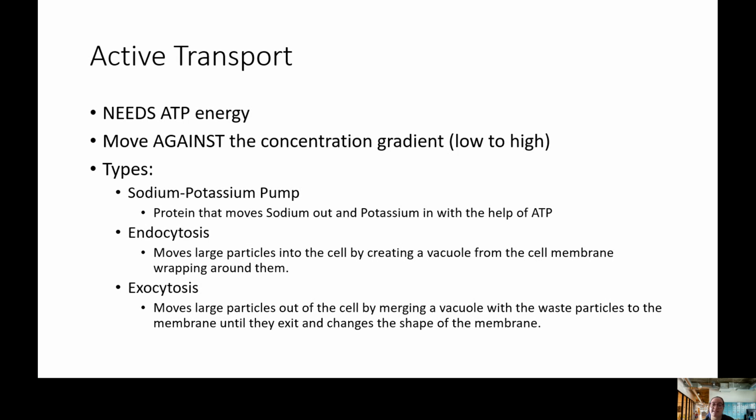For the sodium-potassium pump, the protein pump is going to move sodium out of the cell and potassium into the cell with the help of ATP. Now remember, there is already a high concentration of sodium outside, and there is already a high concentration of potassium inside. So it's going against the natural flow, hence why it requires ATP energy.